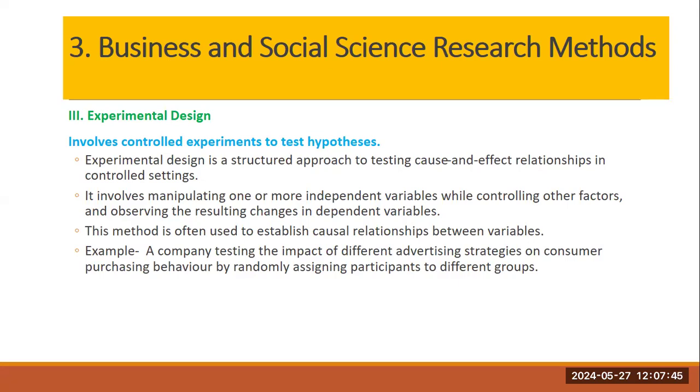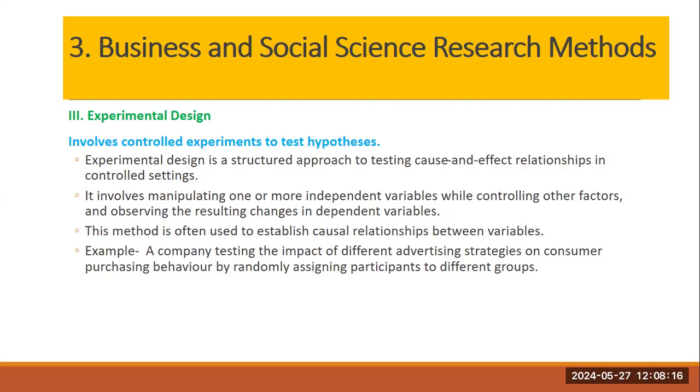It normally involves manipulating one or more independent variables while controlling other factors, and observing the resulting changes in the dependent variables. We will discuss an example. This method is often used to establish causal relations. Causal means the causal relationship, not casual. It's a causal relationship, that means one variable can make some impact on another one, right?